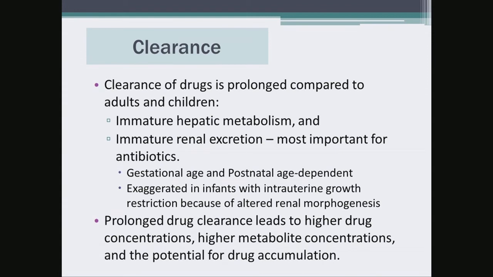The clearance of drugs is prolonged compared to adults and children, 1, due to immature hepatic metabolism, and 2, immature renal excretion, which is most important for antibiotics. So renal excretion is both gestational age and postnatal age dependent, and this effect will be exaggerated in babies with intrauterine growth restriction because of altered renal morphogenesis. So the prolonged drug clearance will lead to higher drug concentrations, as well as higher metabolite concentrations and the potential for drug accumulation.